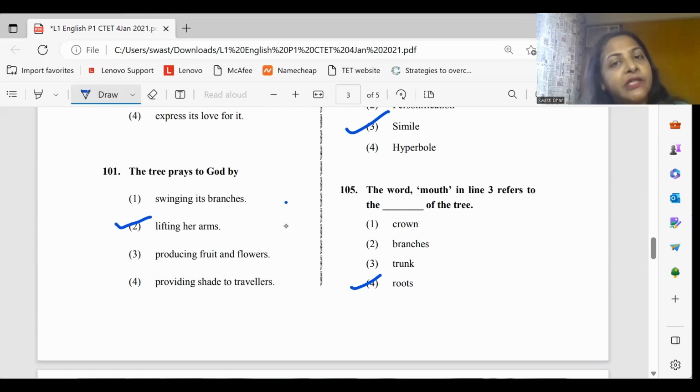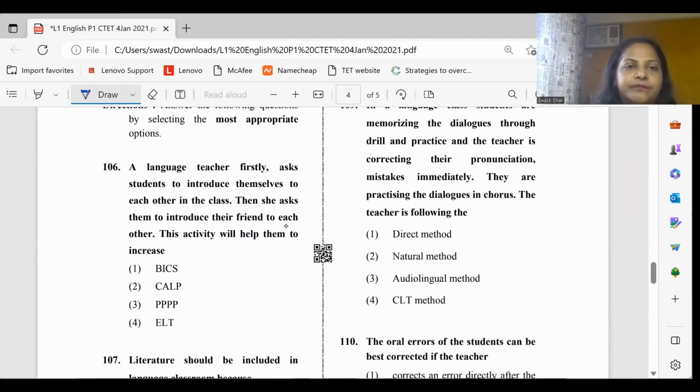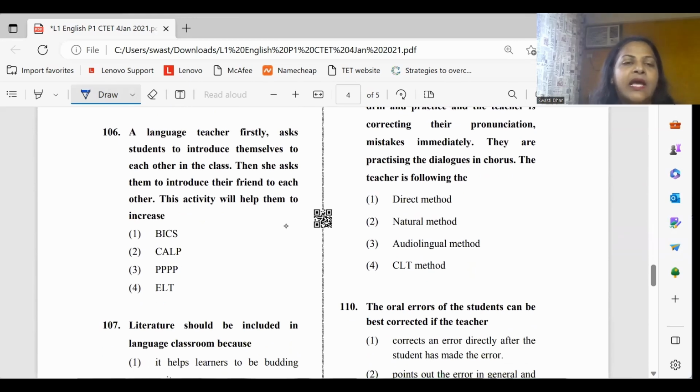From question 106, we move on to pedagogy. A language teacher firstly asks students to introduce themselves and then to each other. Then she asks them to introduce their friends to each other. What does this activity help them in? So the answer is BICS, which is your basic interpersonal communication skills. So introducing yourself, all these are basic interpersonal communication skills.